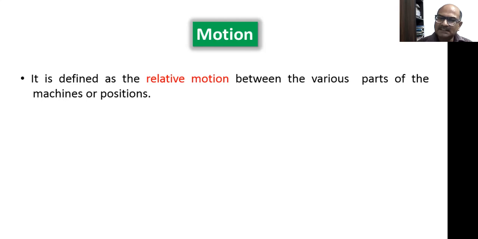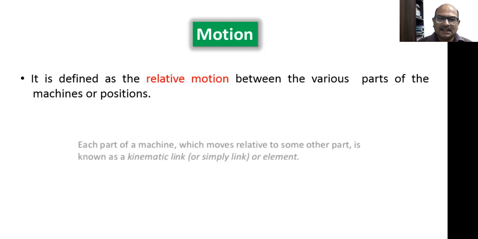So first we'll try to understand what is motion actually. All of you know that the motion of an object is related to the position where that object was earlier and where it is now after some time. But application of force needs to be considered. So it is defined as the relative motion between the various parts of a machine or positions.